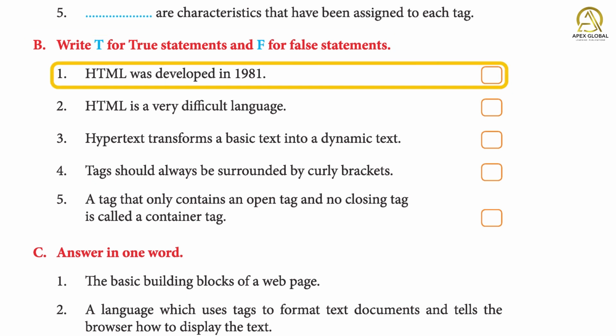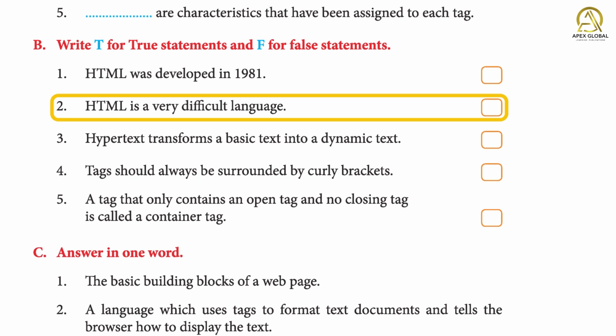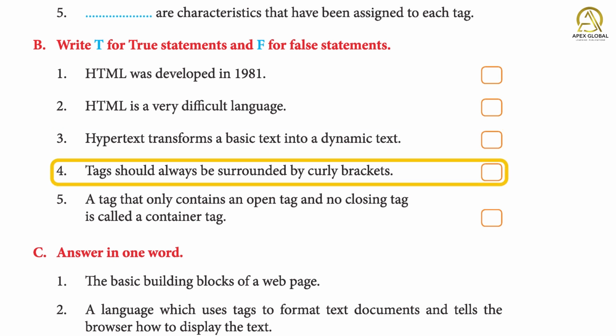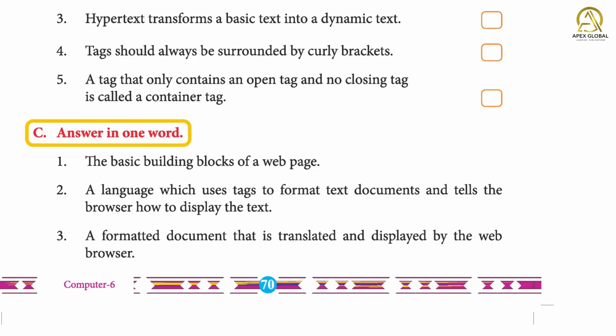B. Write T for true statements and F for false statements. 1. HTML was developed in 1981. Answer. False. 2. HTML is a very difficult language. Answer. False. 3. Hypertext transforms a basic text into a dynamic text. Answer. False. 4. Tag should always be surrounded by curly brackets. Answer. False. 5. A tag that only contains an open tag and no closing tag is called a container tag. Answer. True.